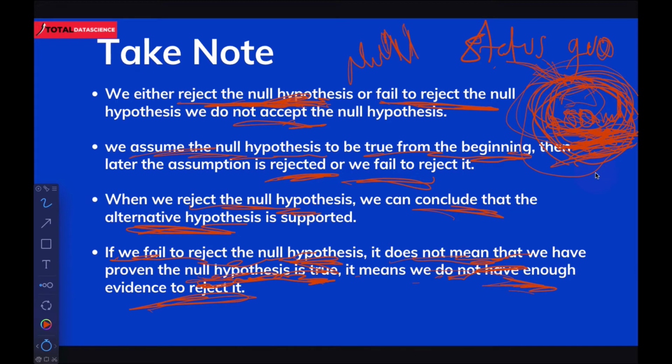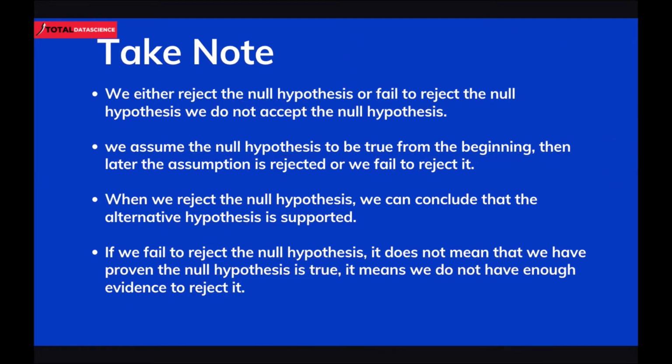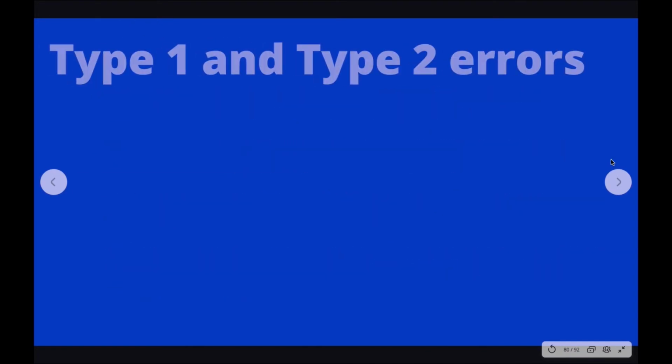Our purpose here is to prove them to be wrong, but if we are not able to prove them wrong, it means that we don't have enough evidence, but we are not proving them to be right either. Okay, so that's basically what you need to take note of when we are dealing with hypothesis testing.